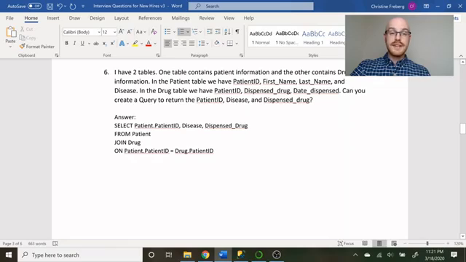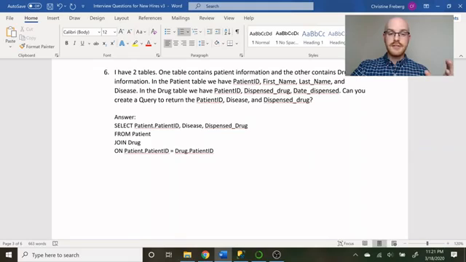So now let's look at number 6. It says, I have 2 tables. One table contains patient information and the other drug information. In the patient table, we have ID, first name, last name, disease. In the drug table, we have patient ID, dispensed drug, date dispensed. All you want to do is combine these tables and have patient ID, disease, and dispensed drug.